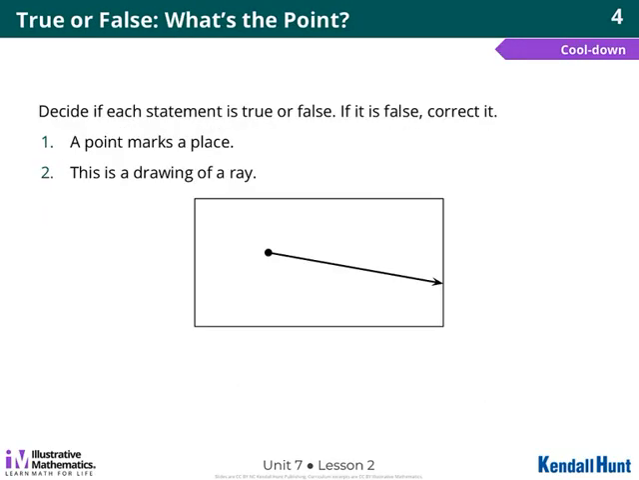This is a hexagon. It's got 6 sides, so it's a hex.